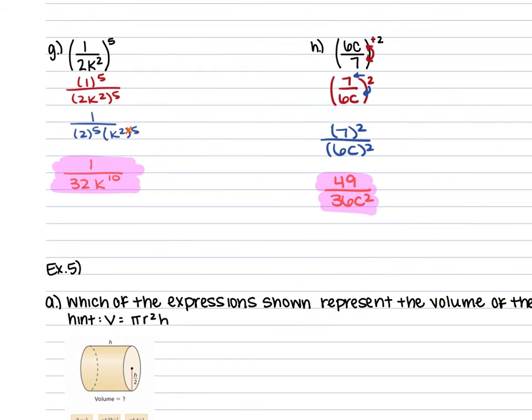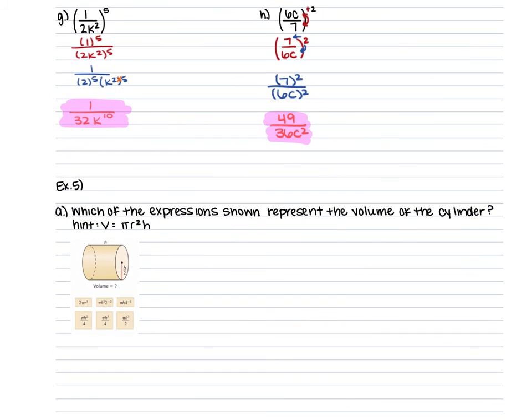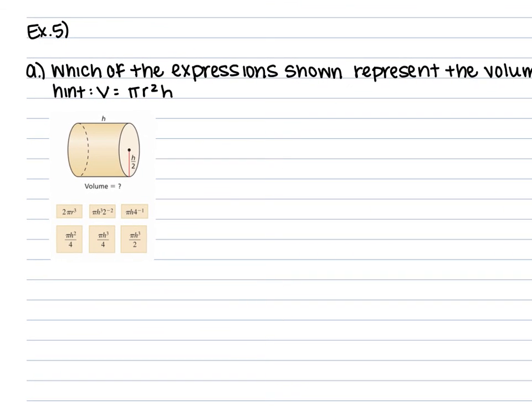So the last example that we're going to go over asks you which of the expressions shown represents the volume of the cylinder. It gives you the hint that your volume is equal to pi times your radius squared times the height. Well, if we look at this cylinder, your radius is that height divided by 2. So we're just going to plug that in for the radius. So our volume is equal to pi times the radius squared times the height. This is your radius. So we're just going to plug that in.